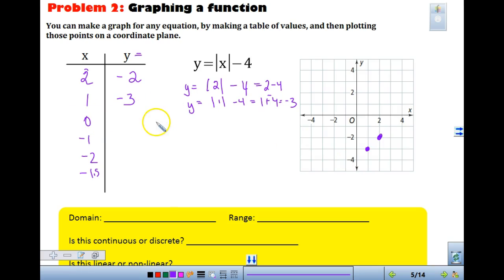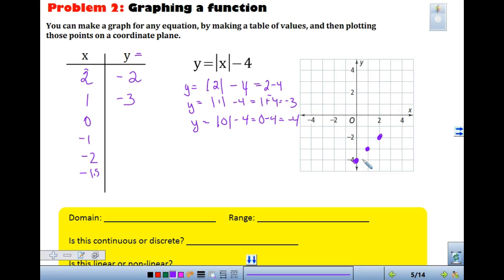Now we have 0 for x. You got to choose these. These are your independent variables, right? Our domain. Y is equal to absolute value of 0. Well, how far is 0 from 0? It is 0. So 0 minus 4 gives us negative 4. And at this point, if we were going to stop at this point, we might put down linear or nonlinear. We might put linear, and we're wrong, right? This is not a linear graph.